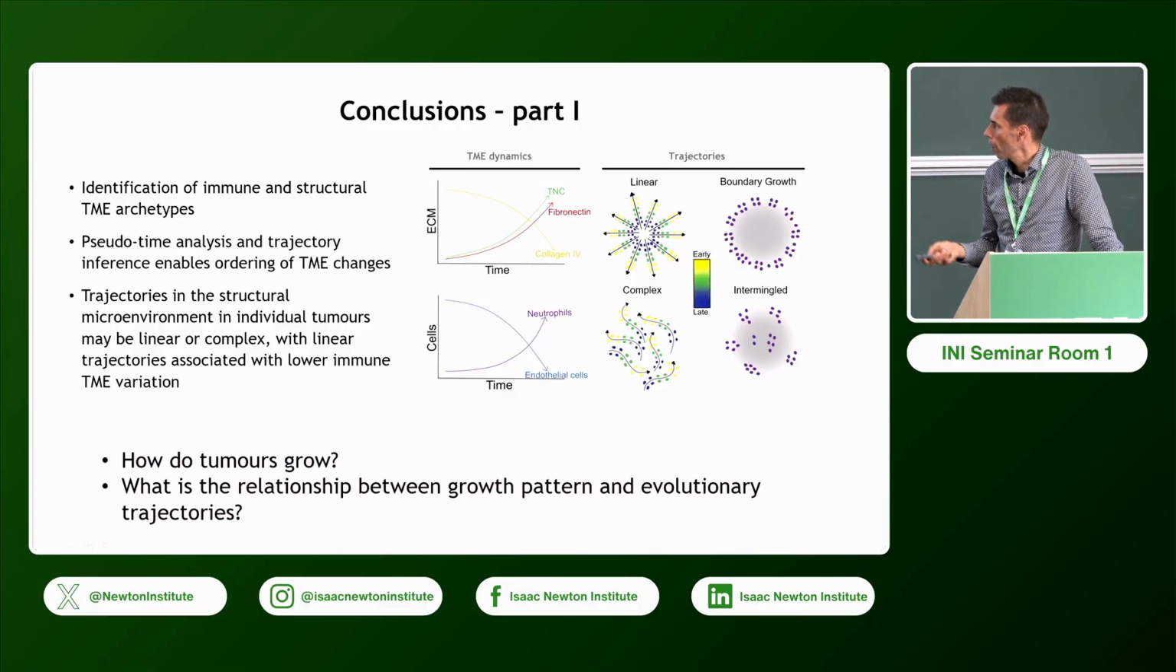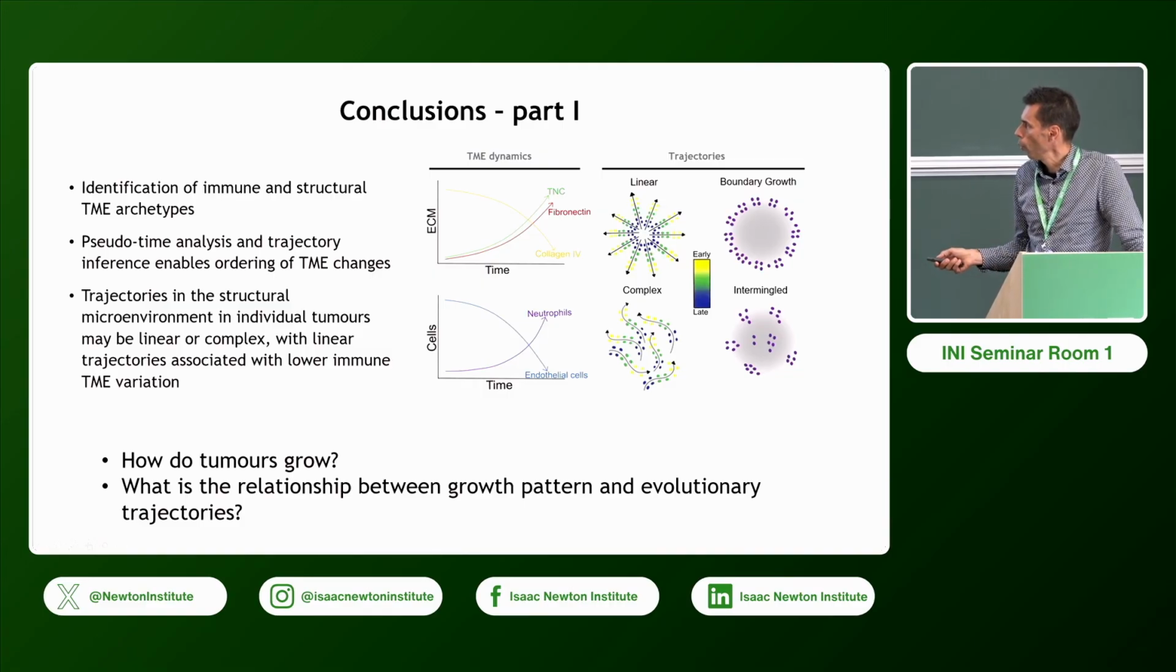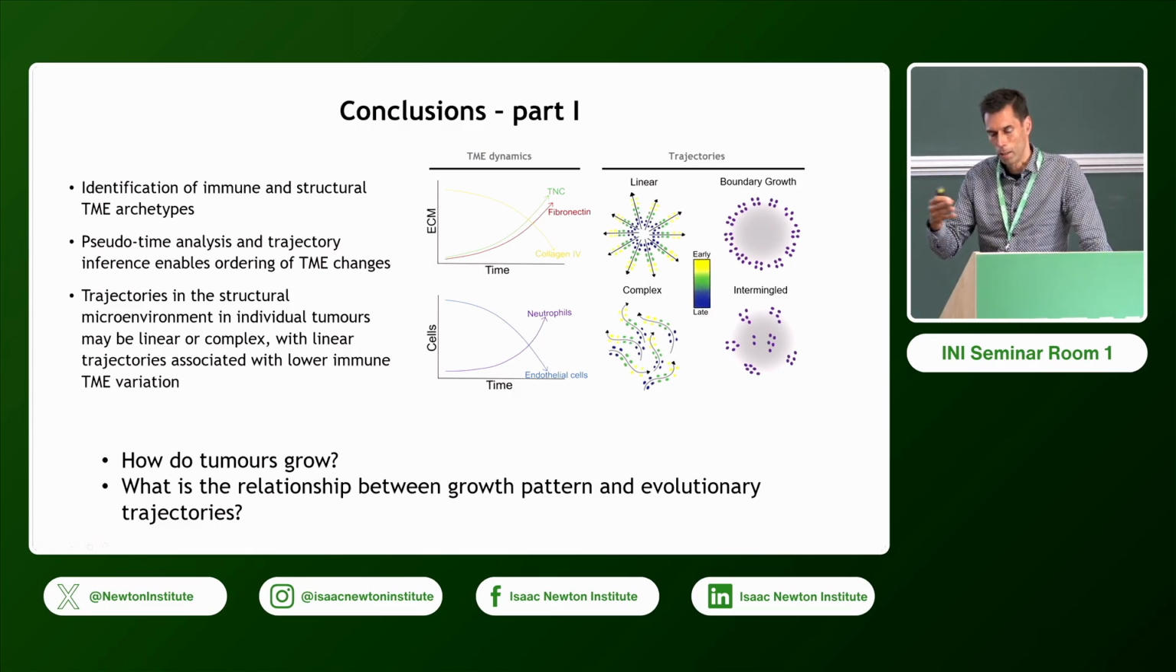So in the second half, I'd like to address this question: how do tumours grow, and then what is the relationship between the growth pattern and evolutionary trajectories, and finishing on the point that Sandy raised so eloquently earlier, which is how does any of this relate to therapeutic outcomes?